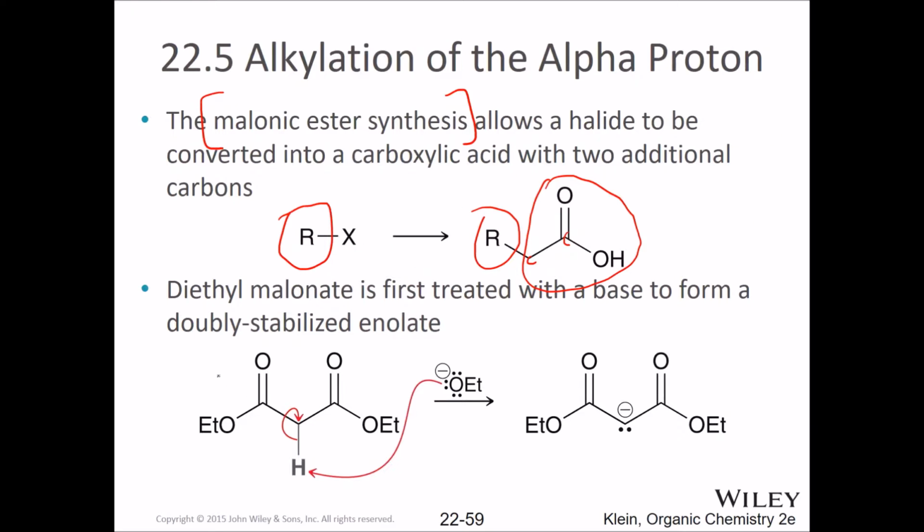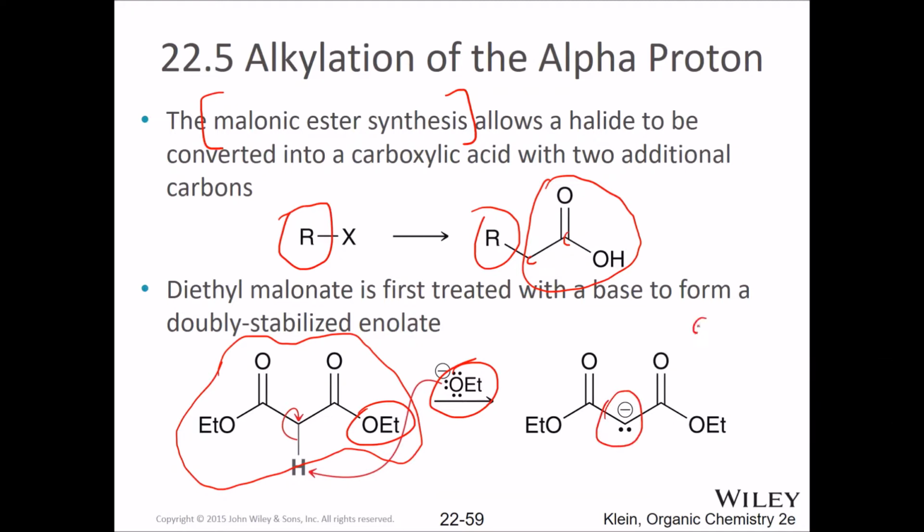So first of all, we're going to take diethyl malonate. This has to be memorized. Diethyl malonate. And we're going to take a good strong base, which is not super bulky. Notice, by the way, that this ethoxy group is the same as that base. So if we get transesterification, it's no problem, right? So we take some base and we abstract a proton and we make this, okay?